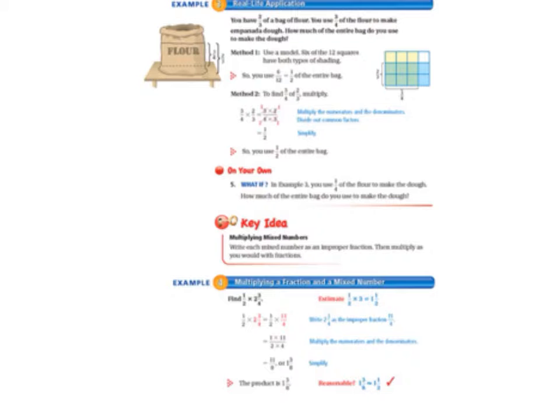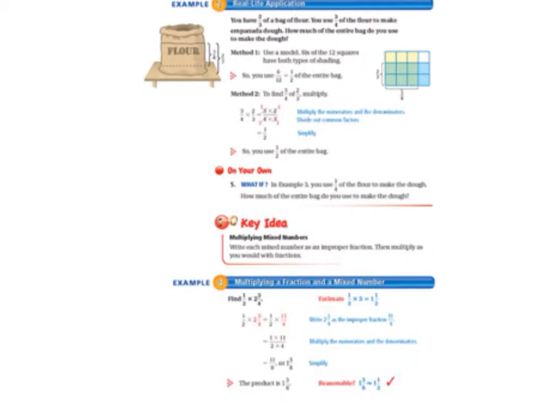So let's move on to page 57. Example 3, where we have a real-life application. We have 2/3 of a bag of flour, and we use 3/4 of the flour, so that means 3/4 of the whole bag, to make empanada dough. How much of the entire bag do we use to make the dough? So this is similar to the problem that we did in Activity 1 for this section.